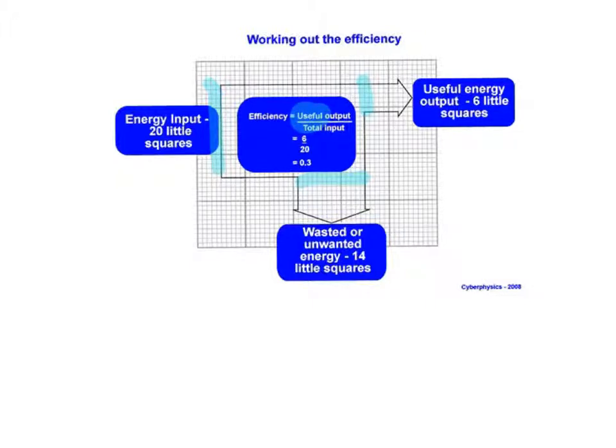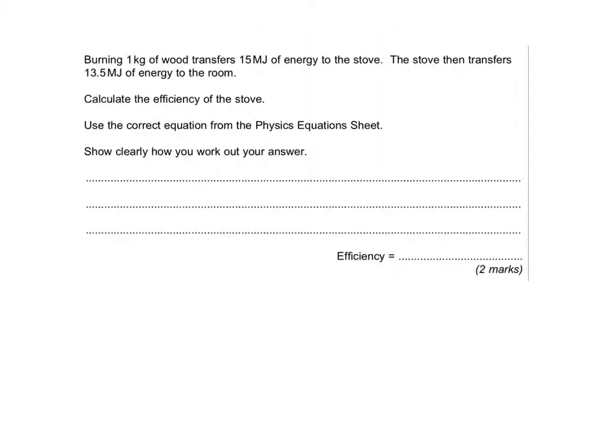If we want to calculate the efficiency, again we're looking at the useful output. So if our useful output was 6 little squares and the wasted energy was 14 little squares, 6 and 14 gives us the energy input of 20. So the useful is 6 out of the 20 that were inputted, so it gives us an efficiency of 0.3. I would actually times this by 100 to give you an efficiency as a percentage, because that's what the equation on the datasheet suggests. So it'd be 0.3 times by 100 would give us 30% efficiency here.